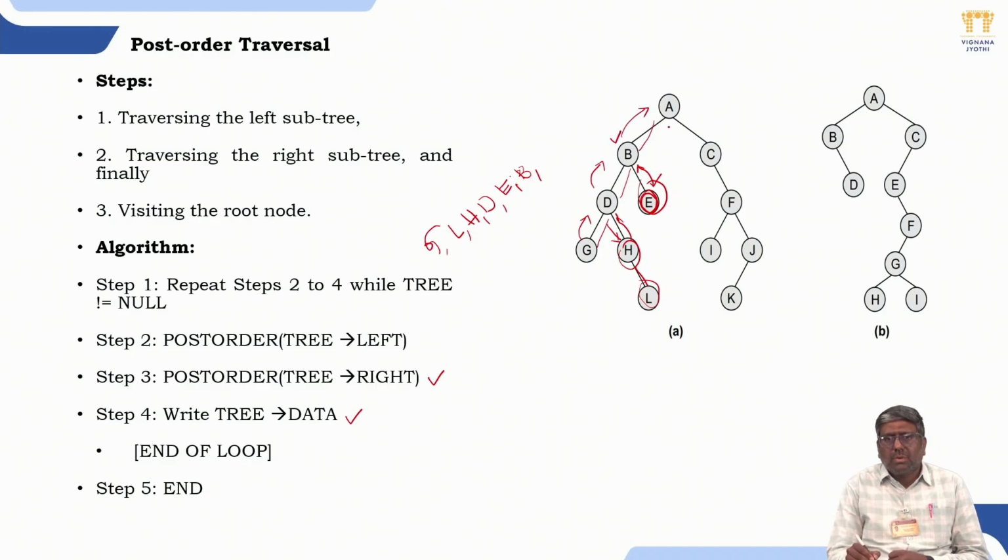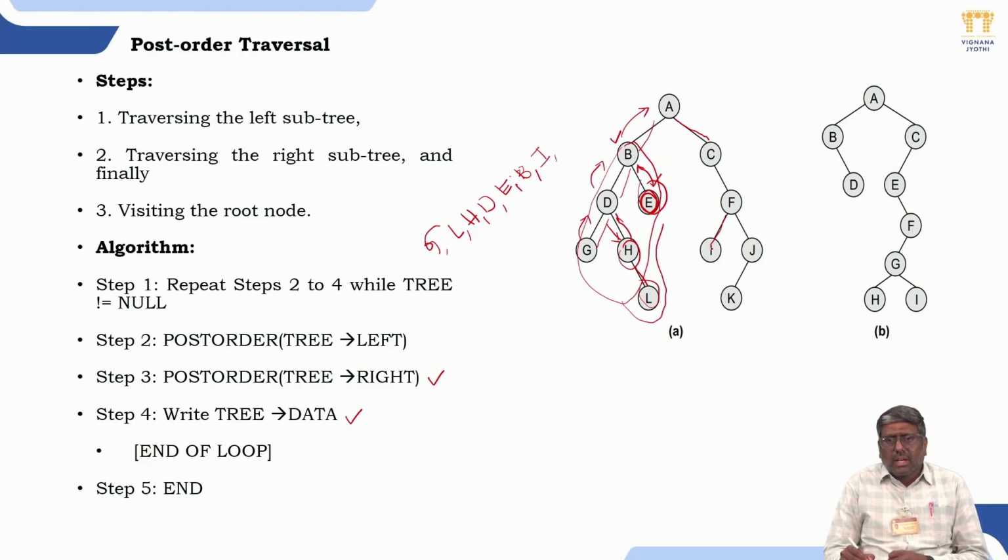Now A is visited only after visiting the left subtree as well as the right subtree elements. So till now we have visited the left subtree elements and not yet visited the right subtree elements. So first go to the right subtree, and the immediate right child is C. Now C is visited only after visiting the left and right children, so first move to the right child F, and we can visit F only after visiting the left subtree and the right subtree. So first of all go to the left subtree, which is nothing but I.